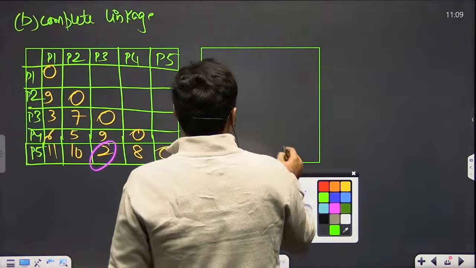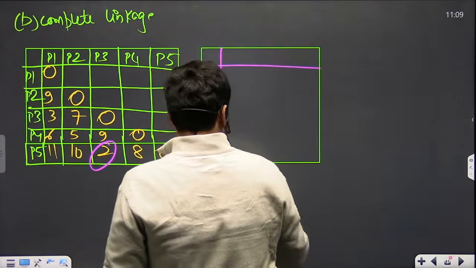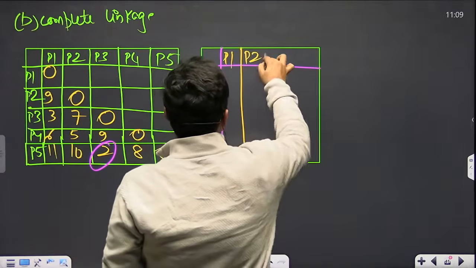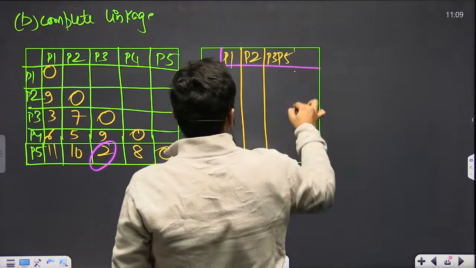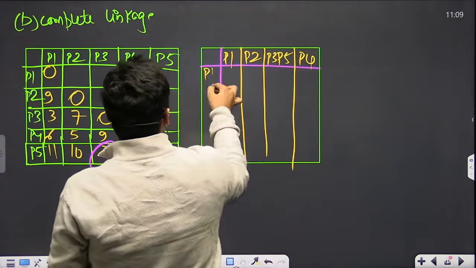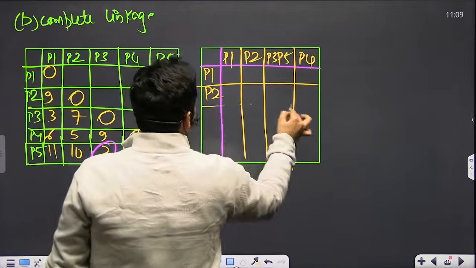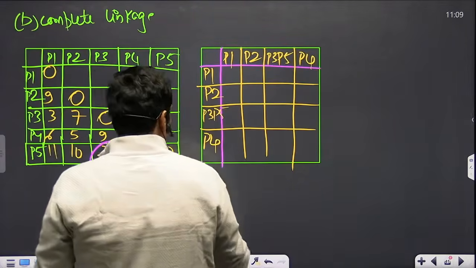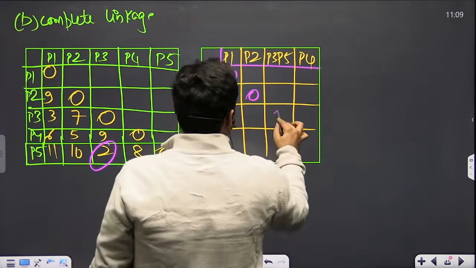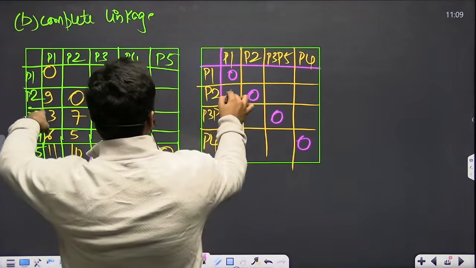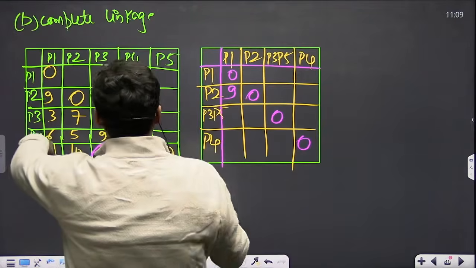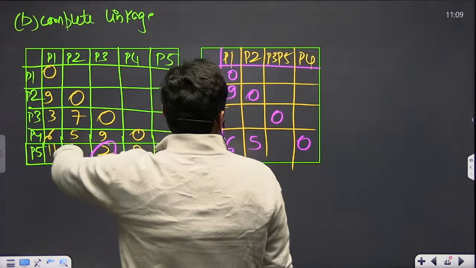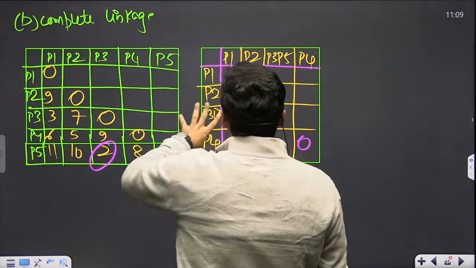We have clubbed P3 and P5. In the initial one we have clubbed P3 and P5. This is P2, this is P3 and P5, and here this is P4. Similarly P1, P2, P3 and P5, and P4. I'll write here 0 0 0. Distance between P1 P2 is 9. Distance between P1 P4 is 6. Distance between P2 P4 is 5. So this we have written.